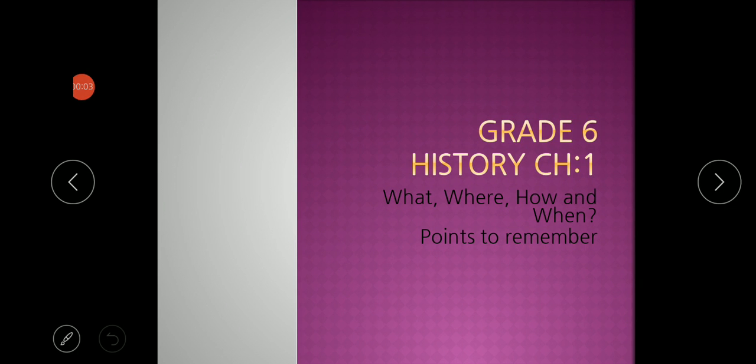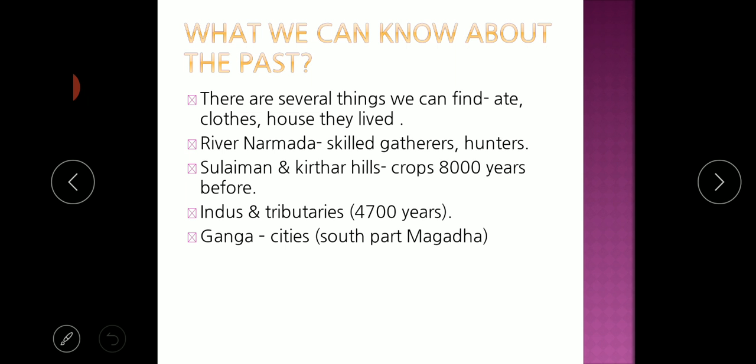For grade 6, in History first chapter, what, where, how, and when, today we are going to revise that chapter. First, they are explaining how we can know about the past. We can know the past by several things: the food they ate, the clothes they wore, the houses they lived in.